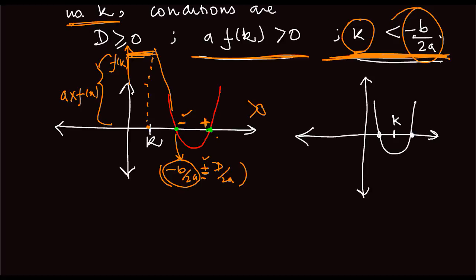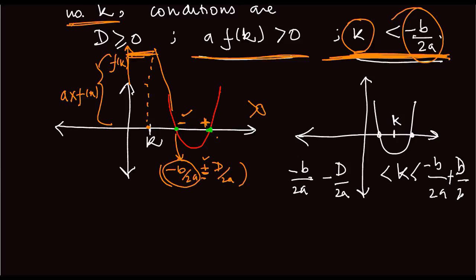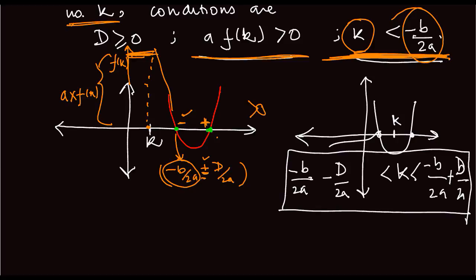k must lie between two roots. So k will be greater than minus b by 2a minus d by 2a, and it will be less than minus b by 2a plus d by 2a. This must be the condition it should follow, because this one is this root and this one is this root. So the k quantity must lie between these two.